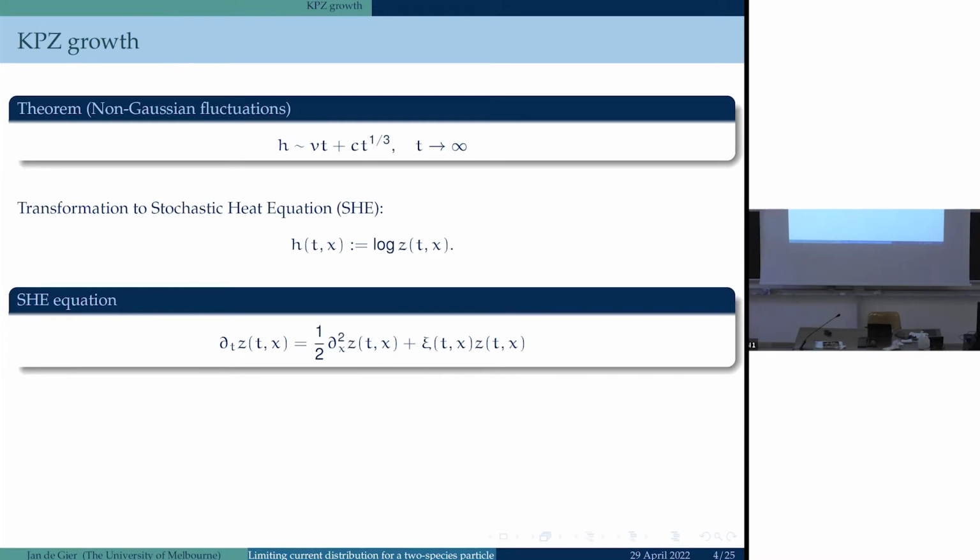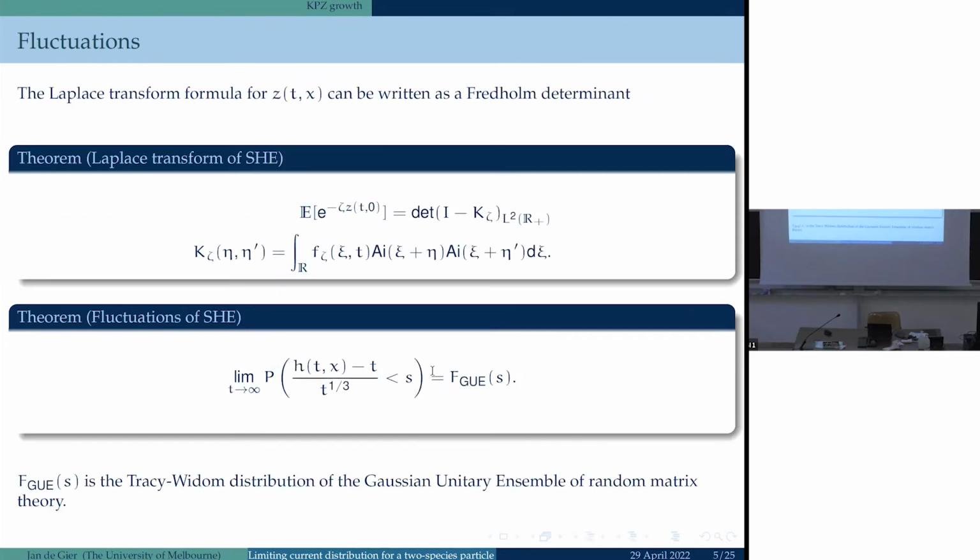And as we all know, this KPZ equation, or this nonlinear growth, produces non-Gaussian fluctuations at the interface. So the height profile grows linearly on average, so it's deterministic, and then the fluctuations are of order t to the 1/3. Theoretically, this was studied earlier on by a transformation to the stochastic heat equation. So you just exponentiate the height to get the function z that satisfies what is called the stochastic heat equation, and then there are results that look like the following.